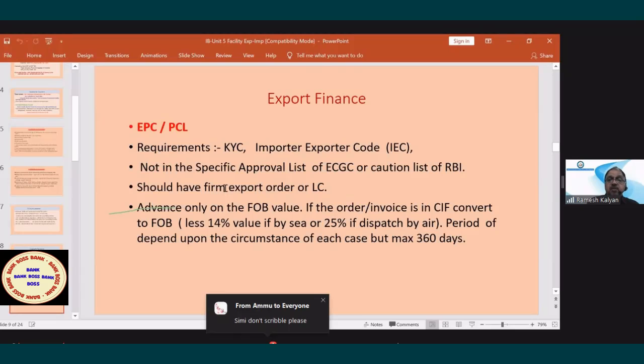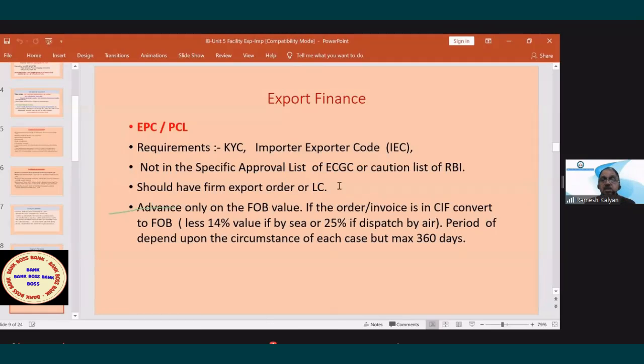Whenever we are giving an advance, you should always have a firm order or LC. Normally, only a firm order will be given; LC will come only at the last. And the advance is given only on FOB value, as I told you in the Incoterms. Whatever the insurance and freight and the margin, profit, everything we have to deduct.